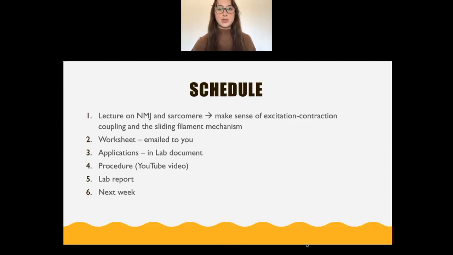We're going to do a quick worksheet of the muscle contraction steps that I emailed to you. It's not on Blackboard. It'll be found in the email that the link to this video is in. We'll go over the procedure. So we're watching a couple of YouTube videos, we'll talk about the lab report, and then we'll talk about what's to come next week.